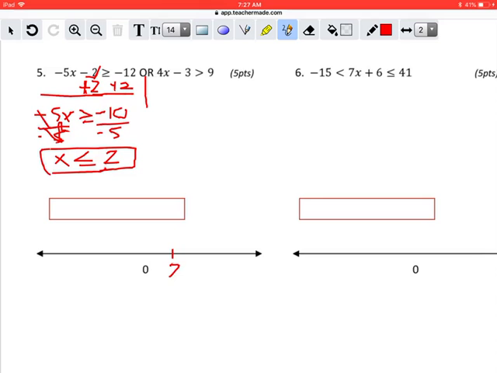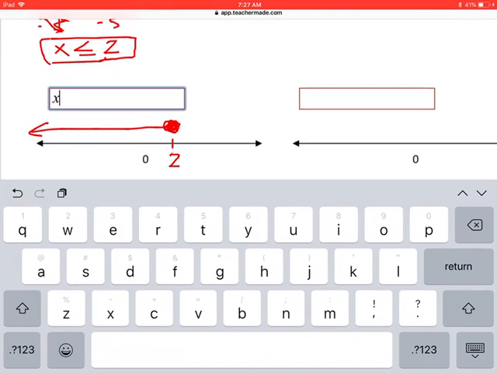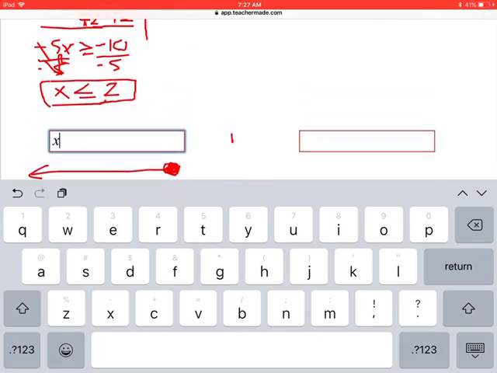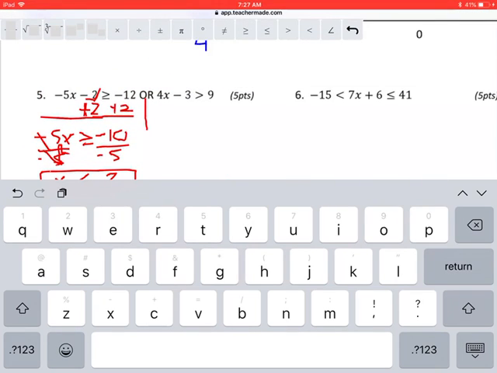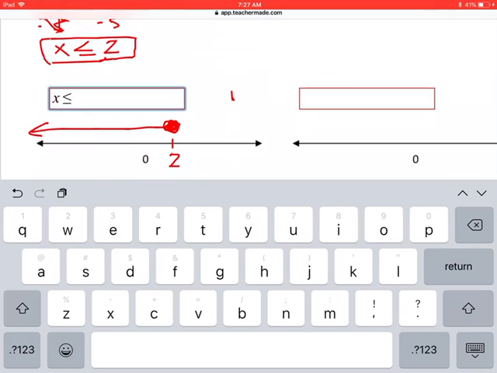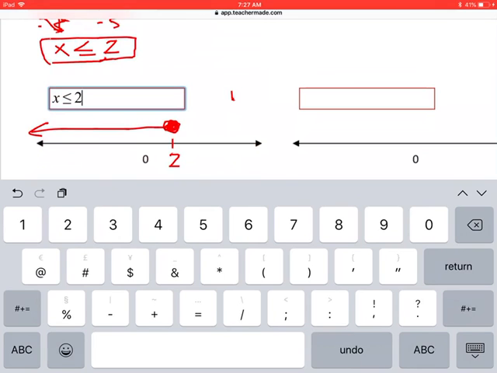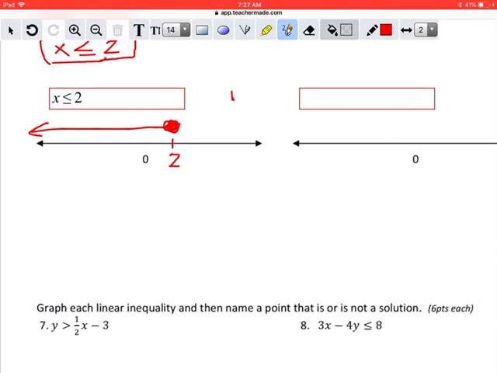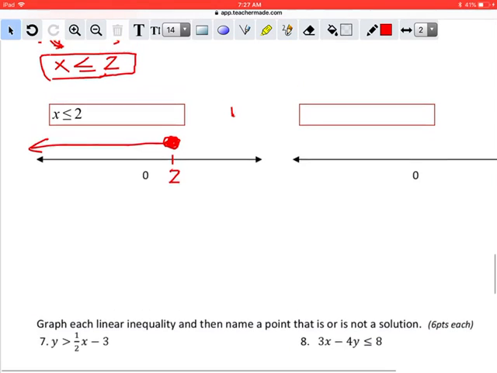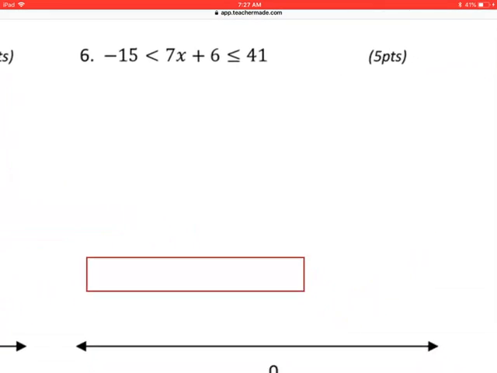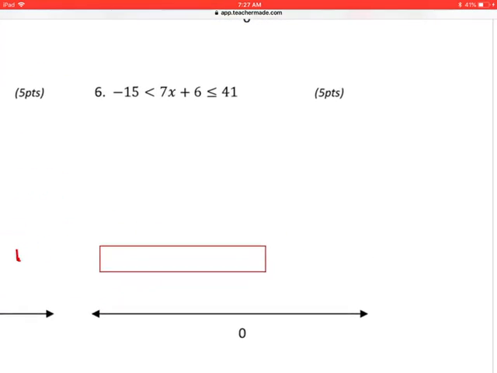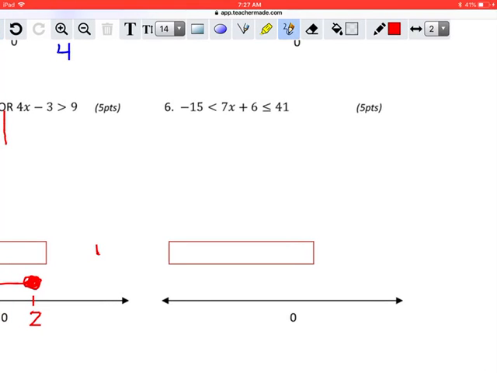So there's 2. It's a closed circle pointing to the left. Okay, so x less than or equal to 2. All right. And go this one here. So when you have, oh, I'm not done with that one, am I? Oops.